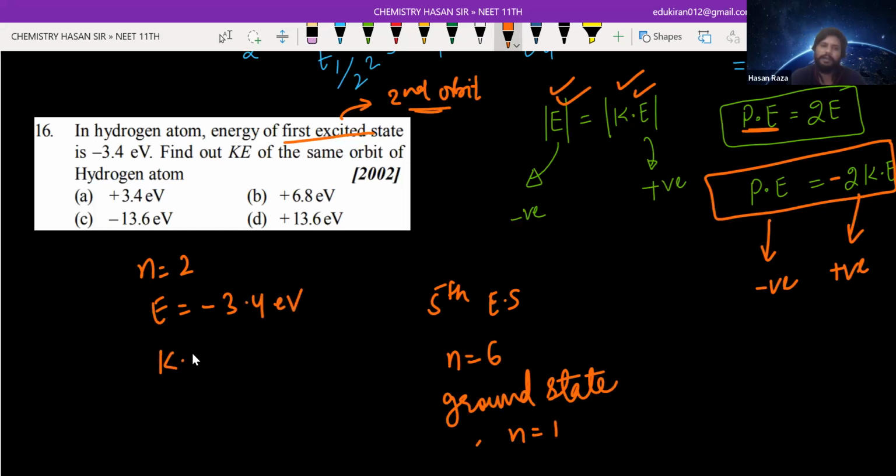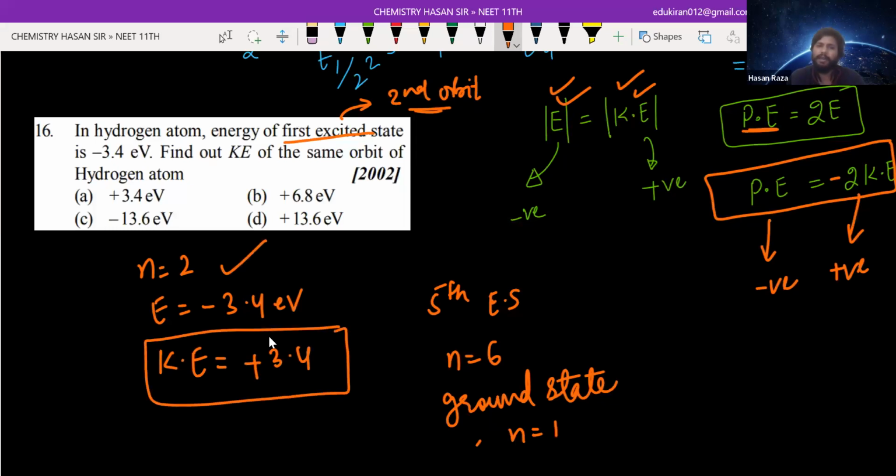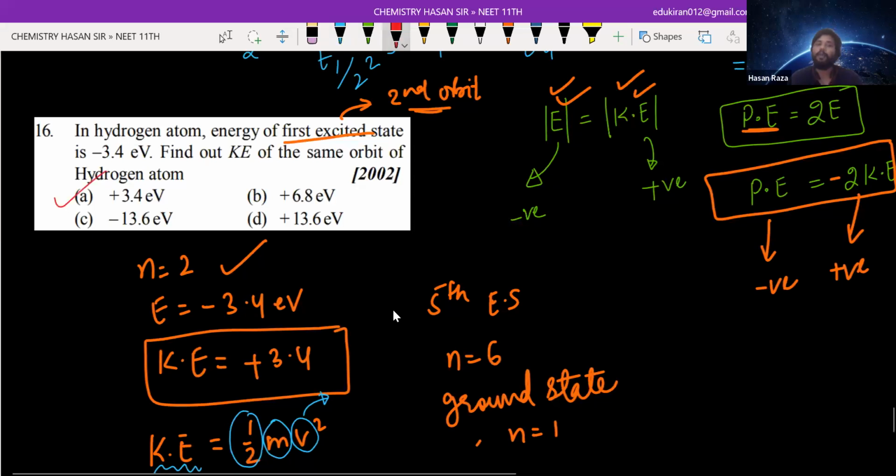They are asking kinetic energy in that orbit. What I told you is that they will be equal in magnitude. If total energy is negative, kinetic energy will be positive. And I told you kinetic energy cannot be negative, because it has the formula half m v square. Mass can never be negative, it will always be positive. 1/2 is a positive number. Velocity can be negative or positive. A square of positive gives positive, and a square of negative also gives positive. That's why kinetic energy cannot be negative, and hence the answer is 1A.